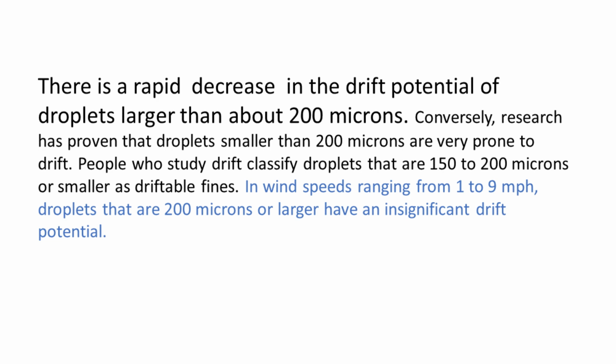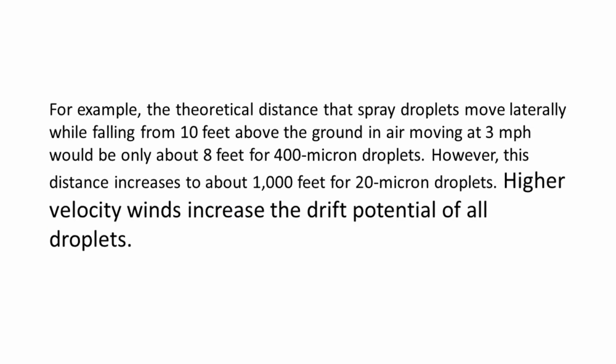In wind speeds ranging from 1 to 9 miles per hour, droplets that are 200 microns or larger have an insignificant drift potential. For example, the theoretical distance that spray droplets move laterally while falling from 10 feet above the ground in air moving at 3 miles per hour would be only about 8 feet for 400 micron droplets. However, this distance increases to about 1,000 feet for 20 micron droplets. Higher velocity wind speeds increase the drift potential of all droplets.